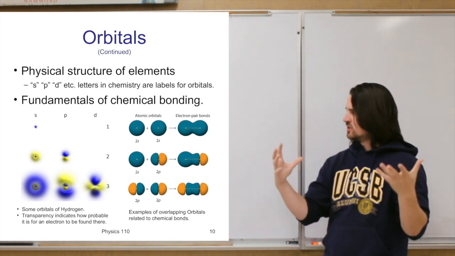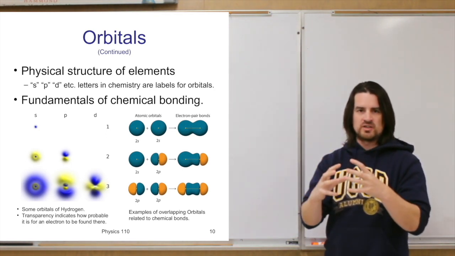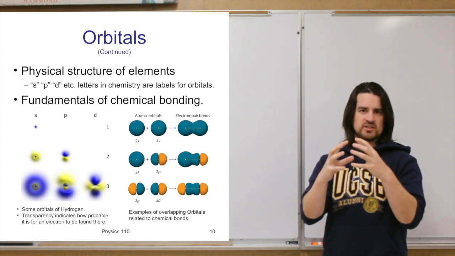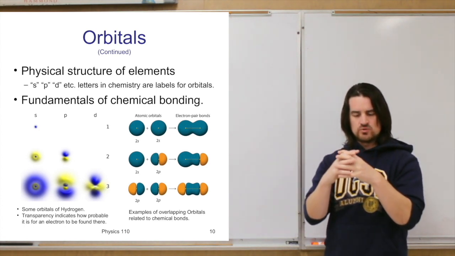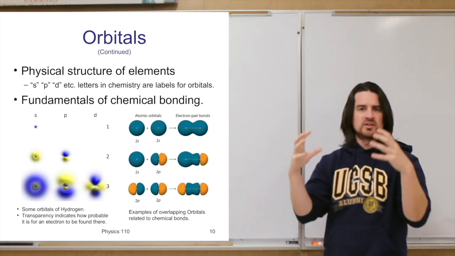So these orbitals give us a three-dimensional picture, but again, it's not a literal picture to say that this is what the electron looks like or this is what the atom looks like. It's giving you a probability cloud, sort of saying where you're probably going to find the electron.